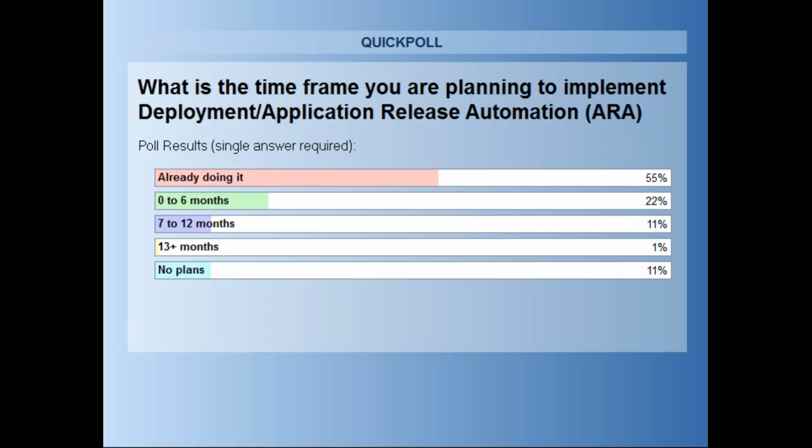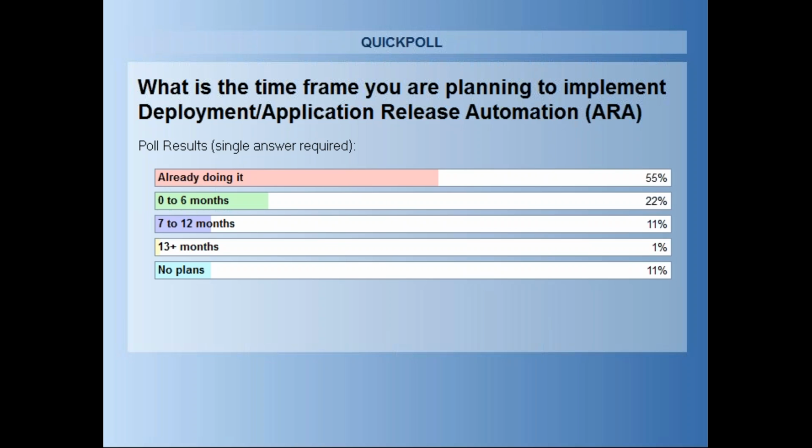And the answers are, this is encouraging, 55% already doing it, Sam, 22% within 0 to 6 months. So again, we have about 80% there, right? 77% there. And then 7 to 12 months, another 11%, more than a year out, 1%, and a little bit higher than DevOps in general. No plans here is 11%.